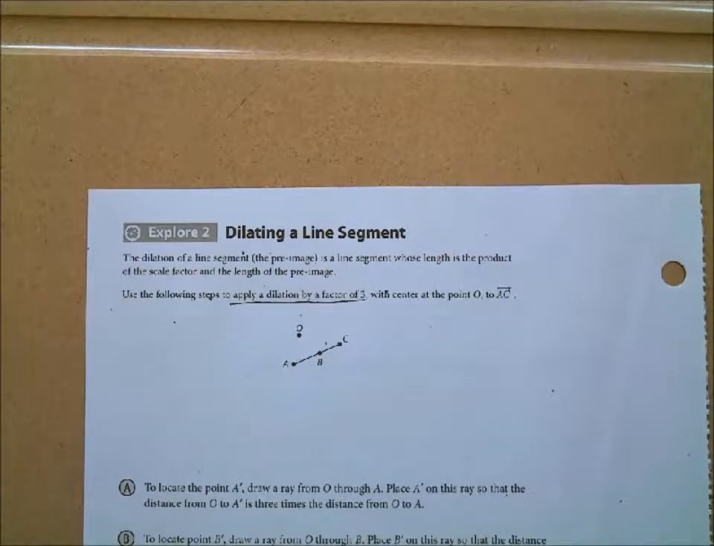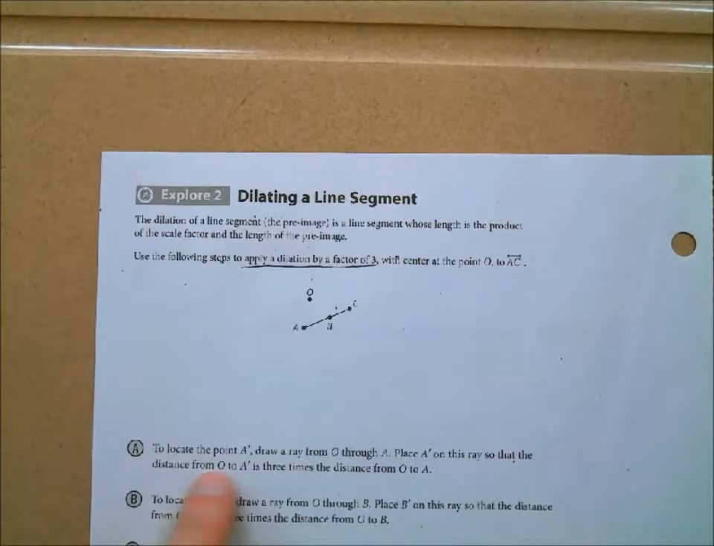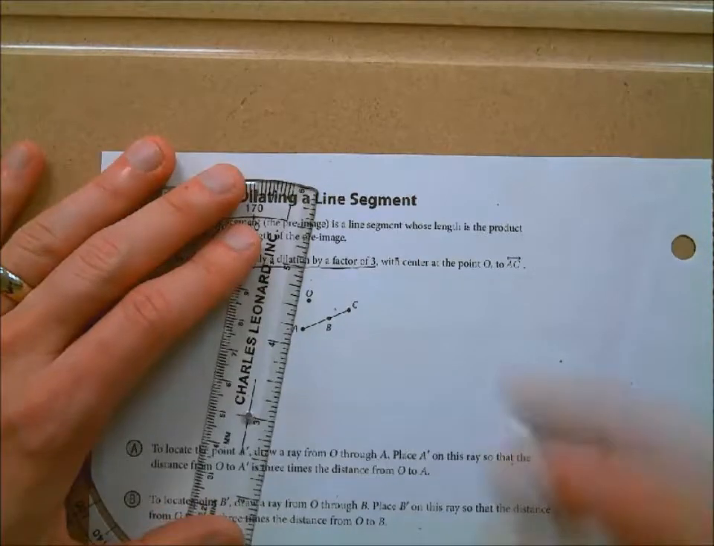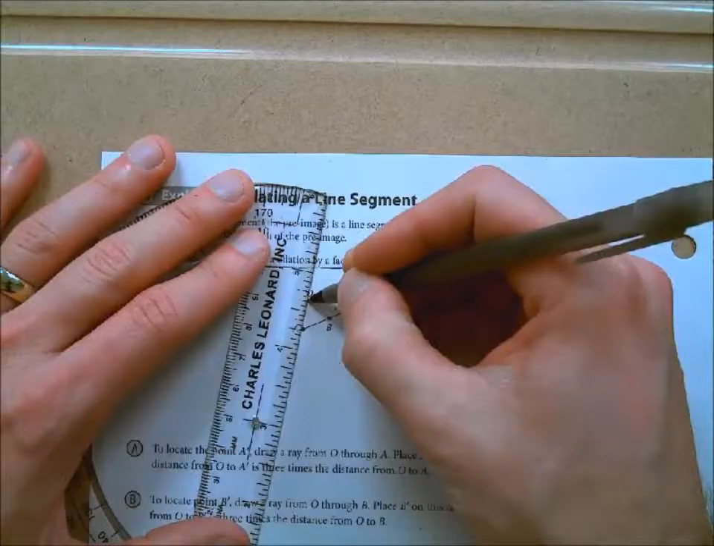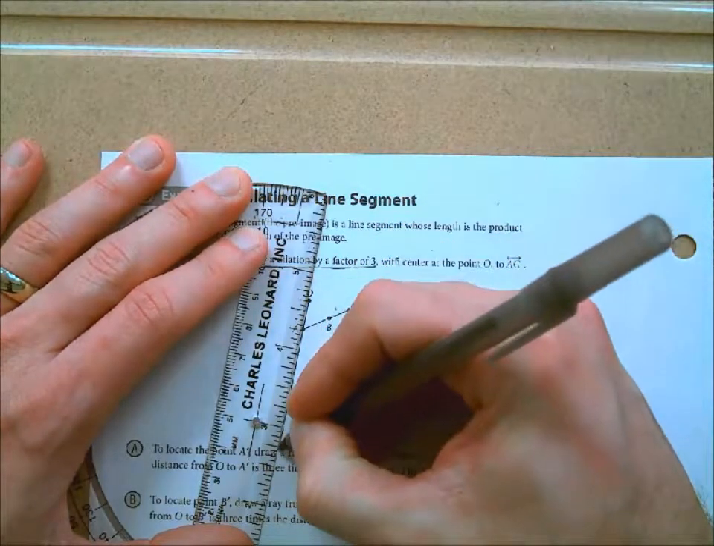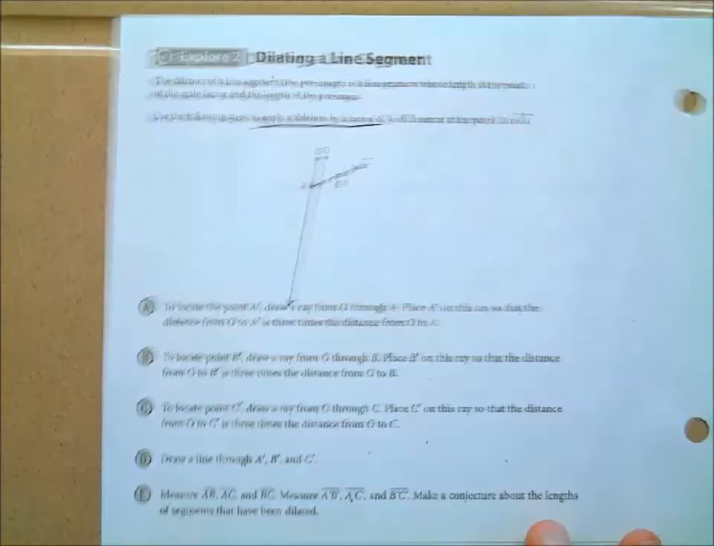When you dilate, you always need a center of dilation, about which you are dilating from. We're dilating out from that central point O. Okay, so to do this, we're going to locate the point A prime. To do that, we're going to draw a ray from O through A. A ray, remember, starts at a certain point and goes through A infinitely in the direction of A. Like that. If you want to put a little arrow at the end to show it as a ray, there it is.